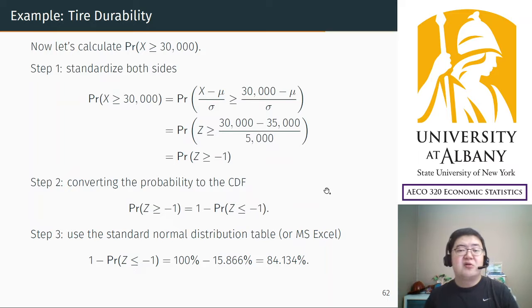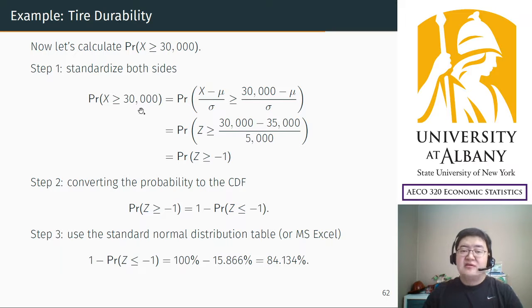And a similar but slightly different question is when you have probability greater than something. So the probability that X, the tire life, is greater than 30,000 miles. What is that probability? The idea is the same, but we have to have an additional step. Let's see.